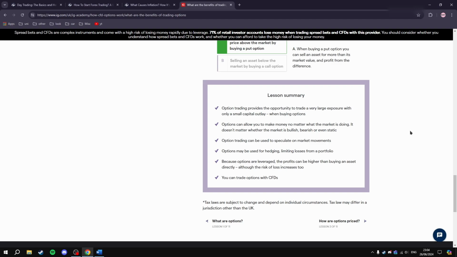So options trading provides the opportunity to trade a very large exposure for only a small capital outlay when buying options. Options can allow you to make money no matter what the market is doing. Doesn't matter whether the market is bullish, bearish, or even static. Options trading can be used to speculate on market movements. Options may be used for hedging, limiting losses from a portfolio. Because options are leveraged, the profits can be higher than buying an asset directly, although the risk of loss increases too. You can trade options with CFDs.